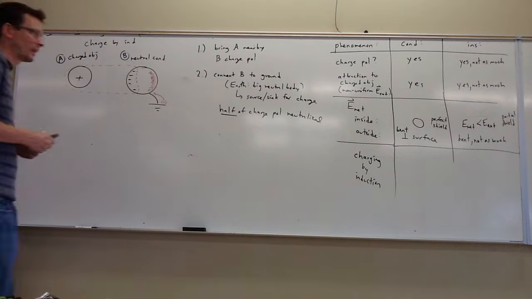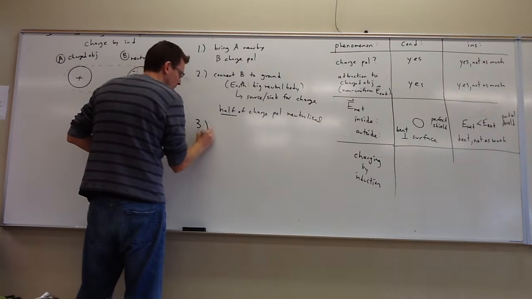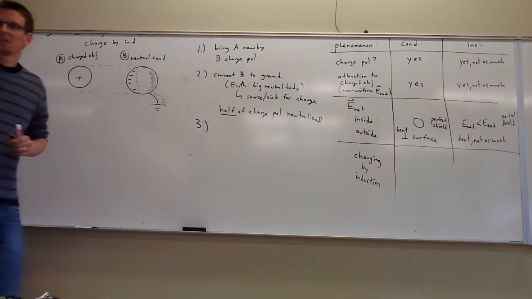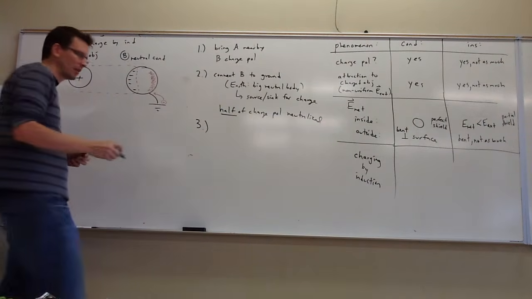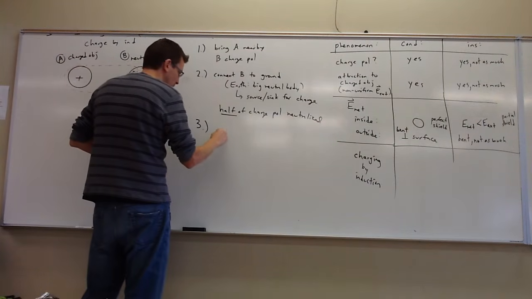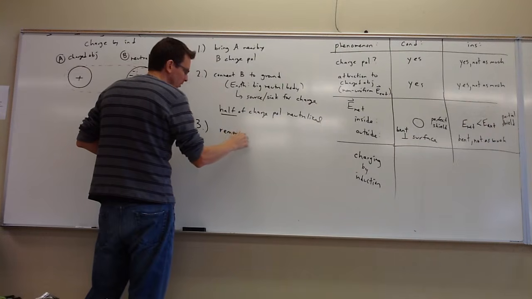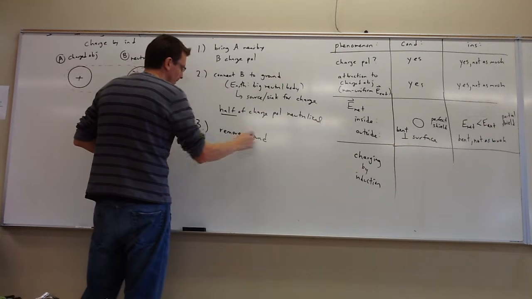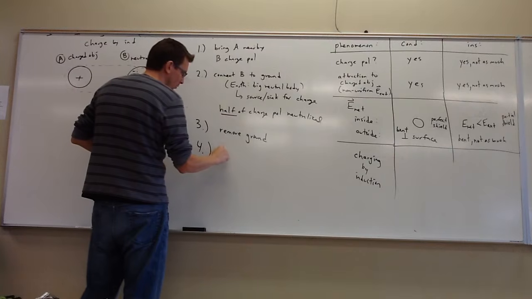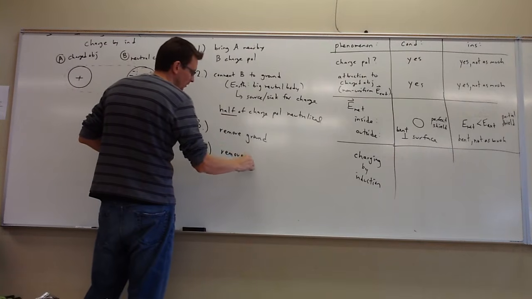So here's the catch. We have to finish this up in a way to make sure that we retain that. First, we remove the ground connection, and then we remove A from the vicinity.